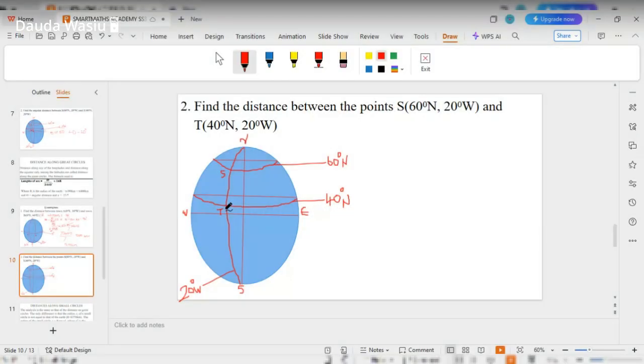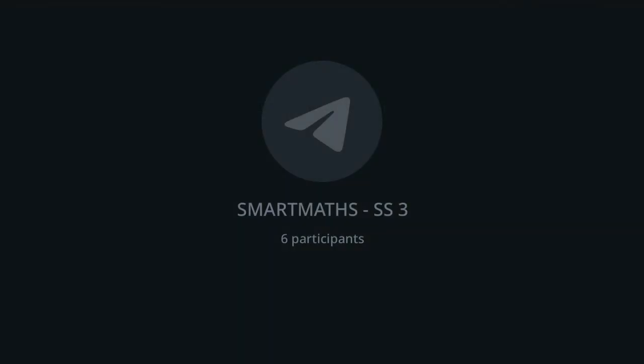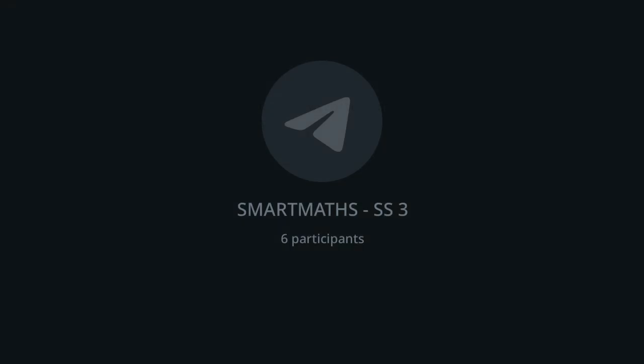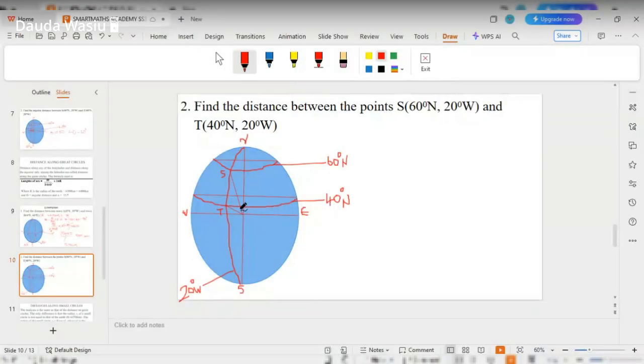So you now take this to the center because we are calculating along the great circle. So let me use a line so that it will be very neat. Take it to the center. Then the space between them is the angular difference. So this space here is the angular difference, and we call it theta.